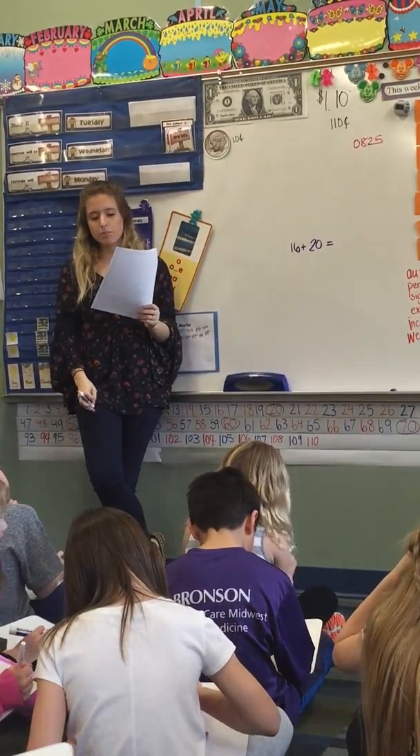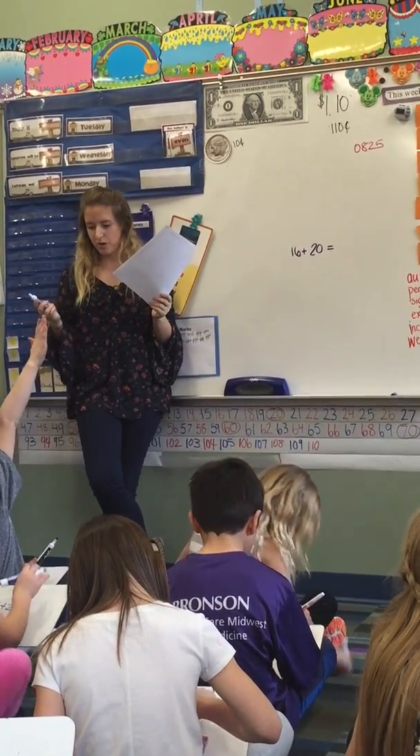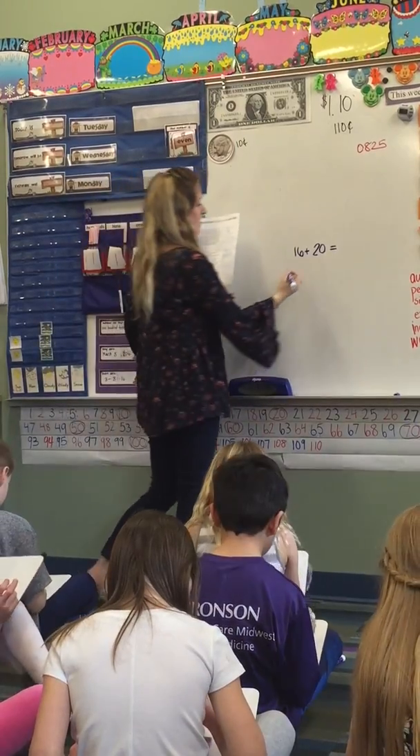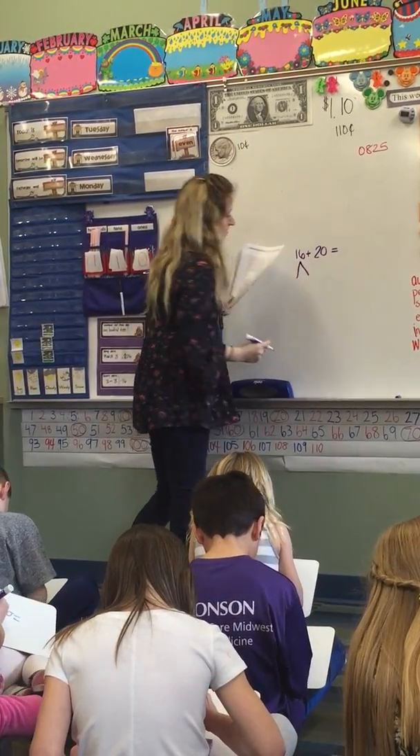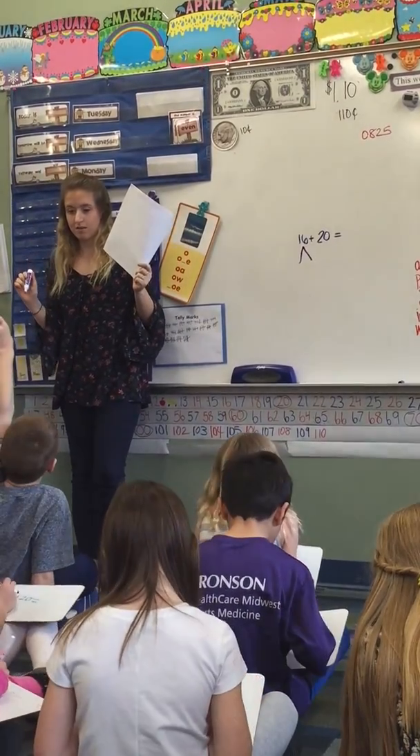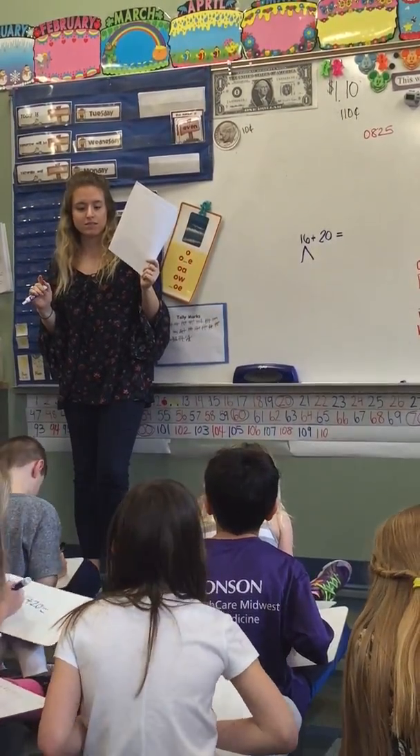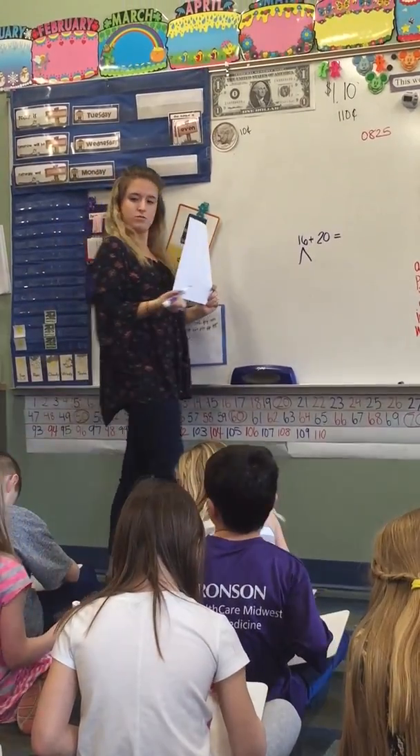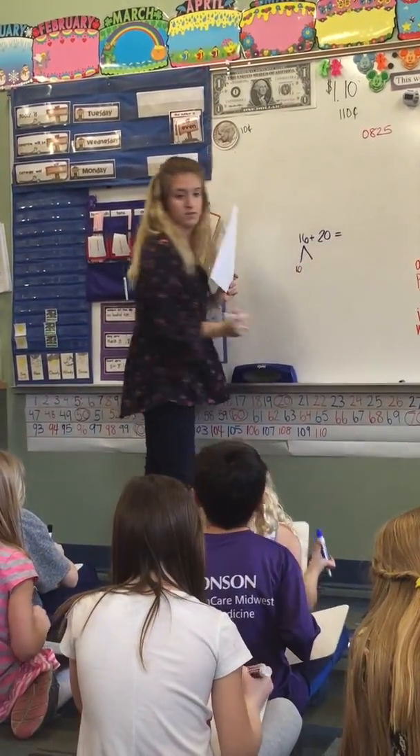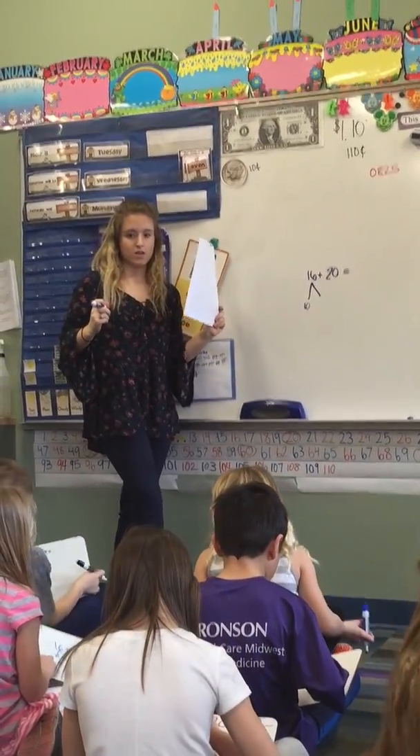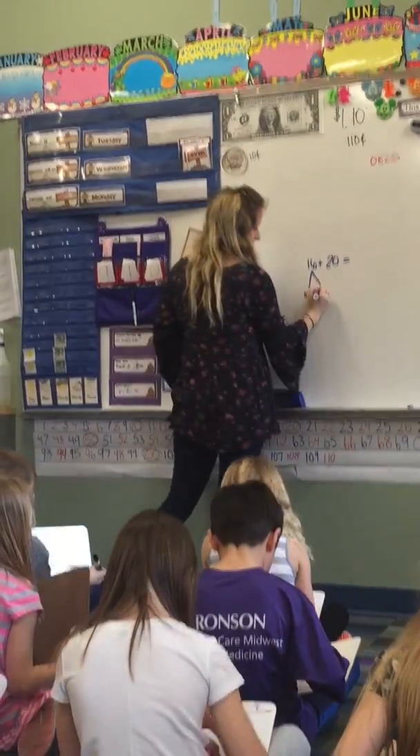So, which number do you think will be the easiest to break apart? The 16, yeah. So draw your lines and make your parts. Quickly. Vivian, what's one part? 10. Good. Michael, what's the other part? 6.